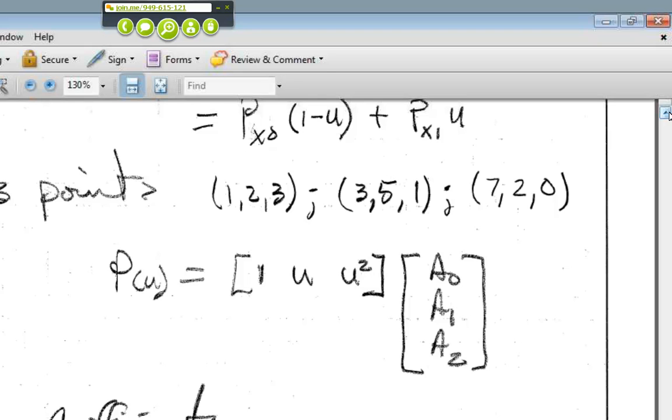If it were 4 points that we were using, what would this middle matrix become? A 4x4, because it's 1, u, u squared, u cubed. If we were putting in 20 points, what would this become? Ugly. It would go up to u to the 19th, right? So a normal spline is ugly.